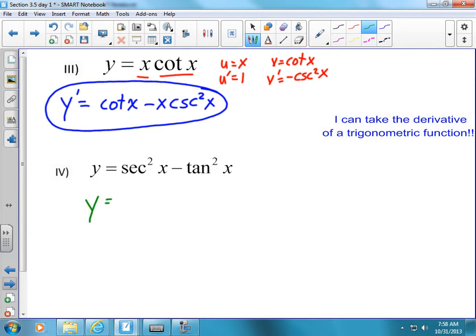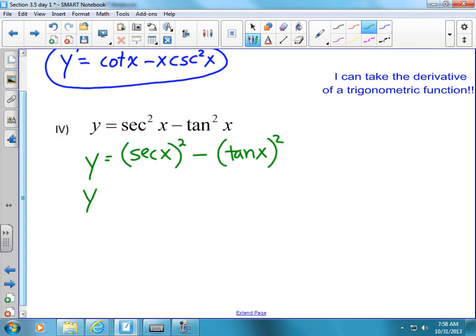Now, before we start the next problem, and I think this is the last one, we are going to rewrite this. Be sure that you know how to do this. When you see secant squared, you need to know that it means the quantity secant squared. You need to know that tangent squared is tangent squared. All right, now remember that you can also write these as secant times secant minus tangent times tangent.